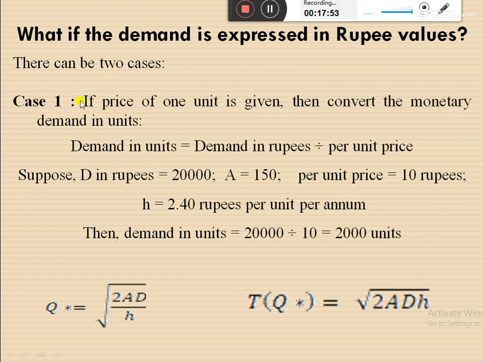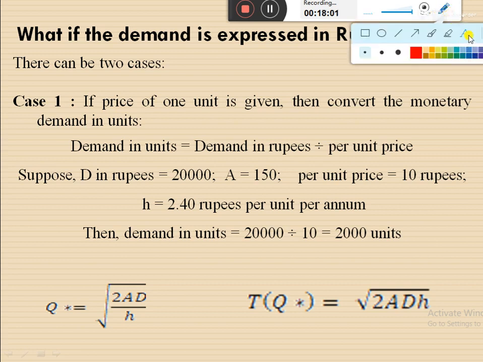Case 1: if the demand is expressed in rupee values and the price per unit is given, then we can easily convert the monetary demand into units by using this expression: demand in units is equal to demand in rupees divided by per unit price.